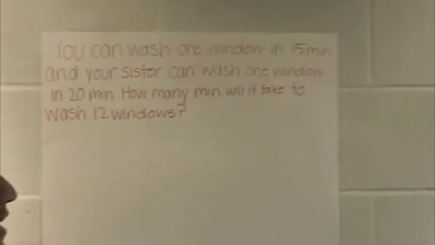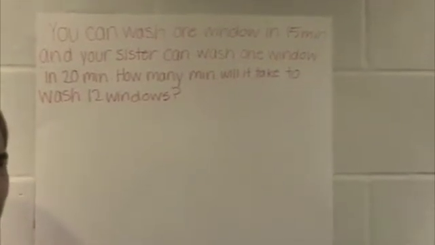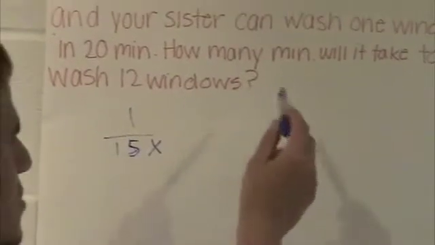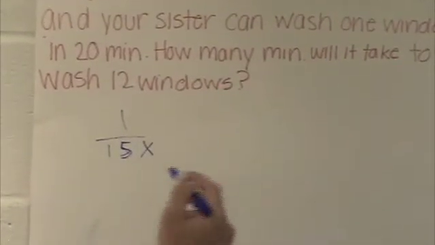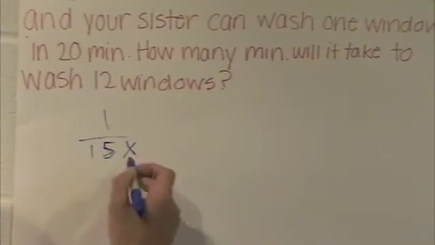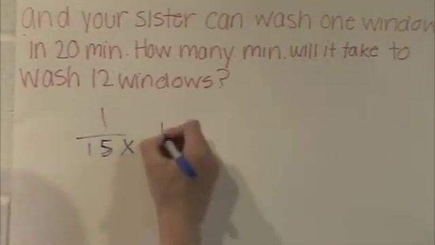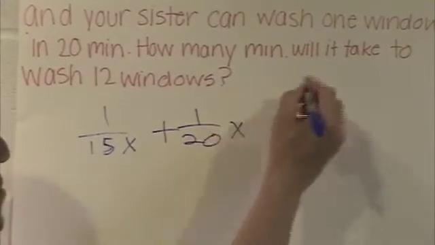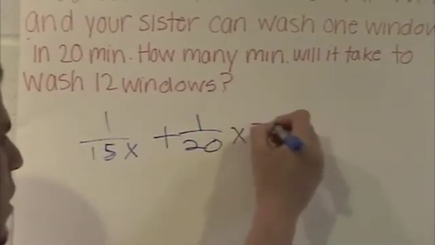Alright, so you can wash one window in 15 minutes and your sister can wash one window in 20 minutes. How many minutes will it take to wash 12 windows? Since you can wash one window in 15 minutes, you can do 1/15 of the work per minute, and your sister can do 1/20 of the work per minute. Because there's 12 windows, you set it equal to 12.